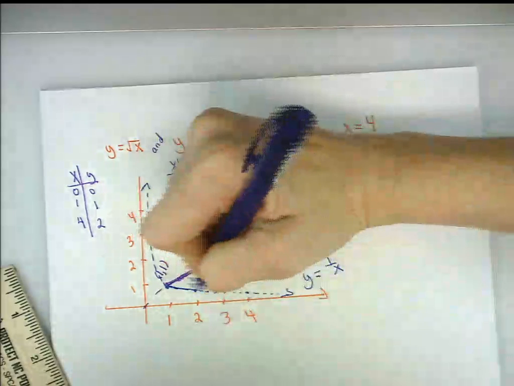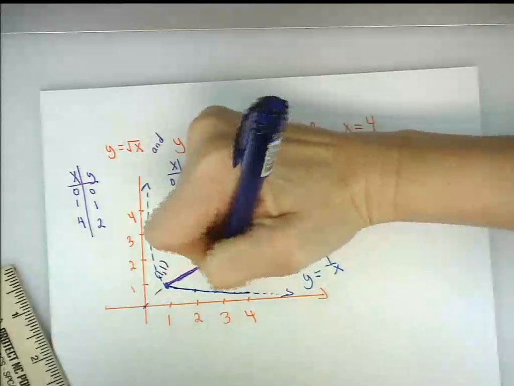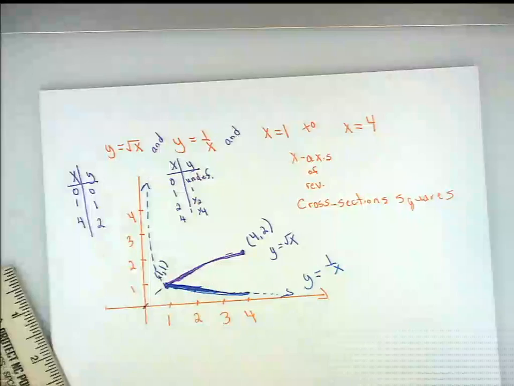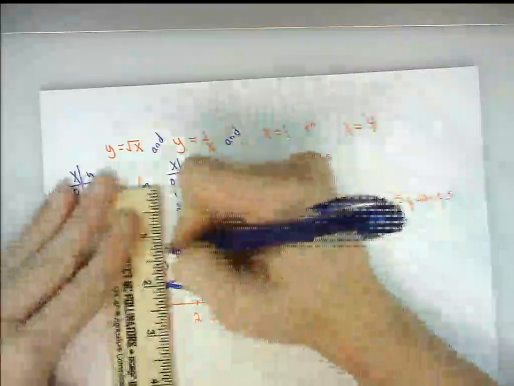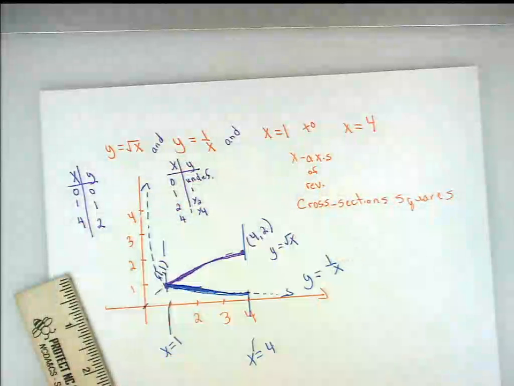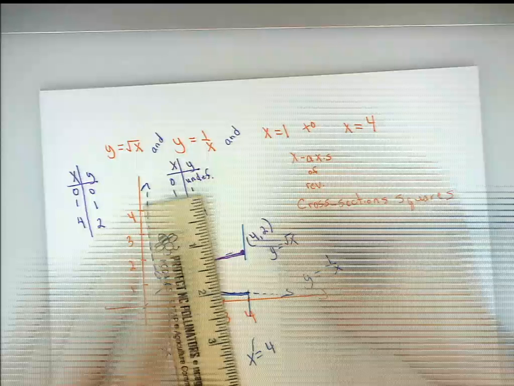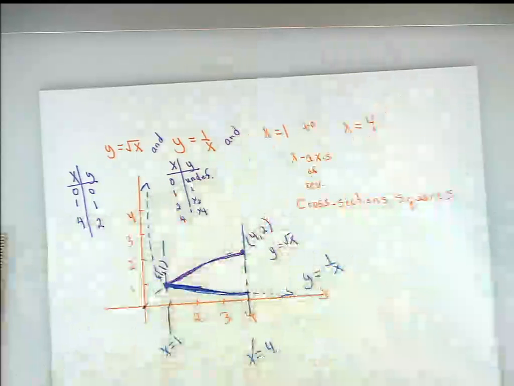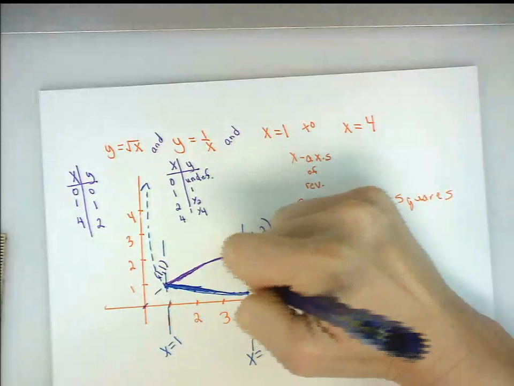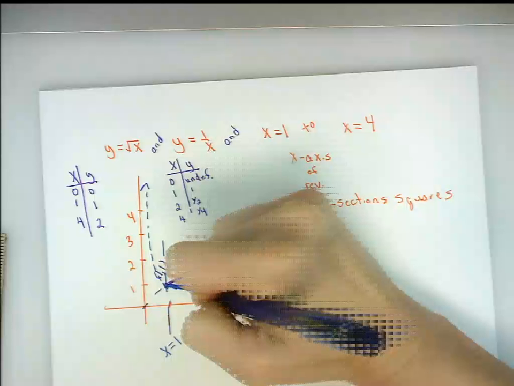The only part I want solid is from x equals 1 to x equals 4. X equals 4, x equals 1, those are my vertical lines. Those are bounds. This is going to be 2.5.